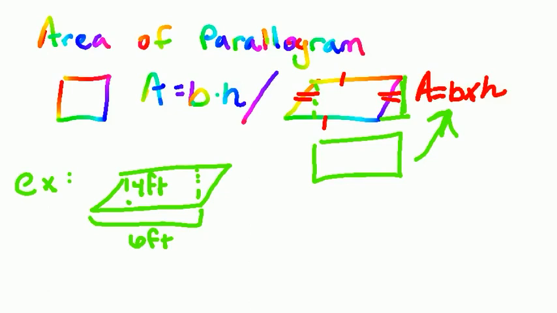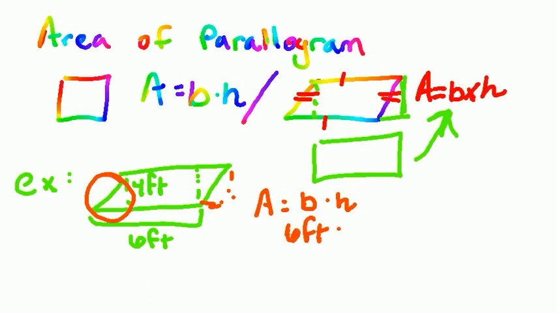So now let's try a problem. I have a parallelogram and I know that the height is 4 and the base is 6. If I take off this piece of a triangle and move it here, this would form a rectangle. So all I have to do is plug it into my formula to figure out the area. I'm going to substitute my variables, the base first, which is 6 feet, times the height, which is 4 feet. And when I multiply 6 times 4, that is equal to 24.